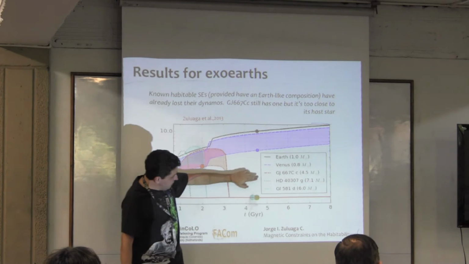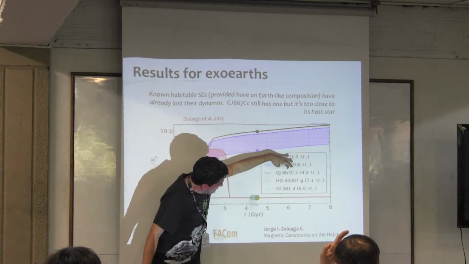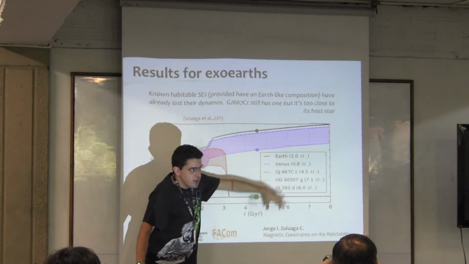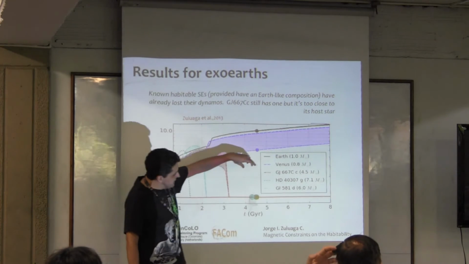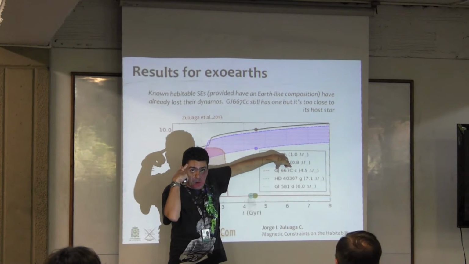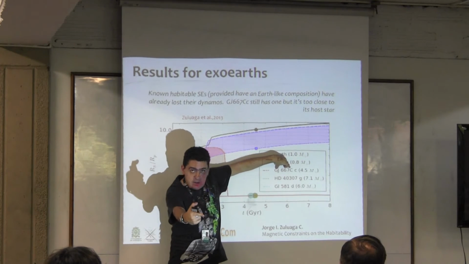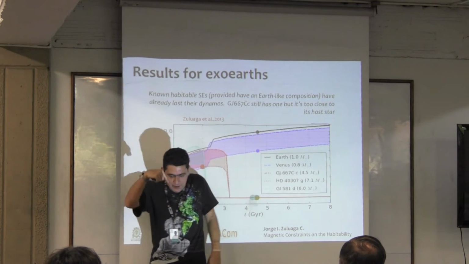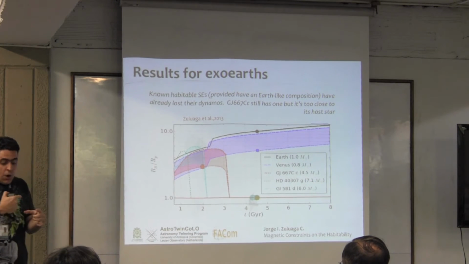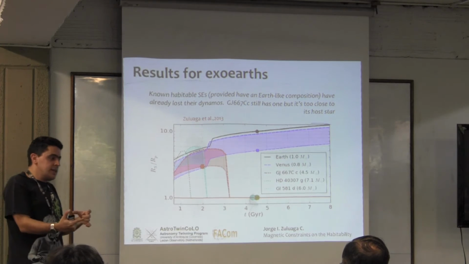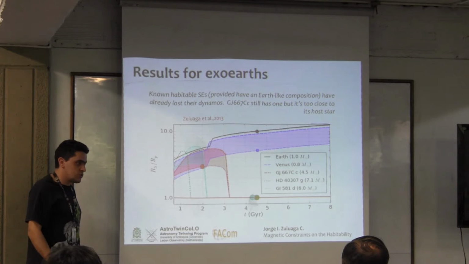For example, this planet and this planet are around M dwarfs and are very close to their host star. This planet, for example, if I remember well, is about the distance of Mercury from the Sun. But this is at the distance from Mercury to an M dwarf. So as a consequence, the intensity of the stellar wind is very strong, and the intensity of the XUV radiation is also very strong.